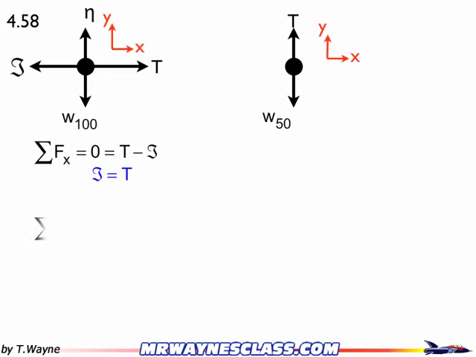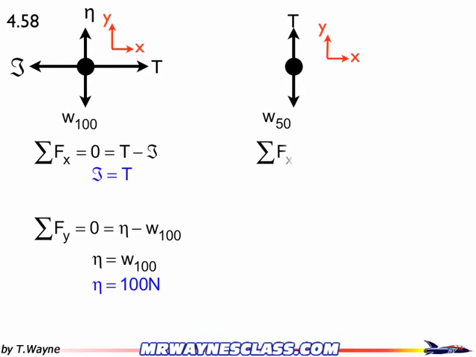Sum of the forces in the y direction, well, it's not accelerating in the y direction either, so it's equal to 0. Again, I'm looking for the sigma, the capital F, and the subscript y telling me the direction that you're looking at. And then it's got to equal whatever the net acceleration is. In this case it's 0. Then that's going to equal all the forces going up minus all the forces going down in the y direction. So if I do a little bit of math, I get eta is equal to the weight of the 100 newtons. So eta is equal to 100 newtons.